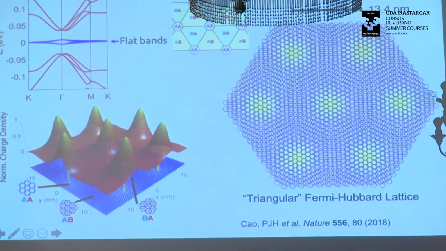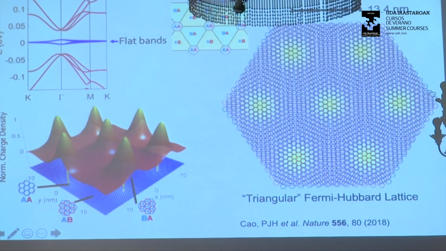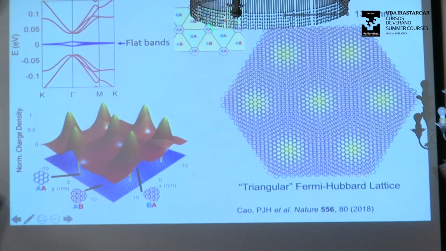So this is now going to be our triangular, in quotes, Fermi-Hubbard lattice. Okay? And I say triangular in quotes because in reality, AB and BA is not the same thing. Okay? This actually took theorists a little bit to figure out. So it's actually a hexagonal Fermi-Hubbard lattice, again, with two sites because of the AB and BA plaquettes.